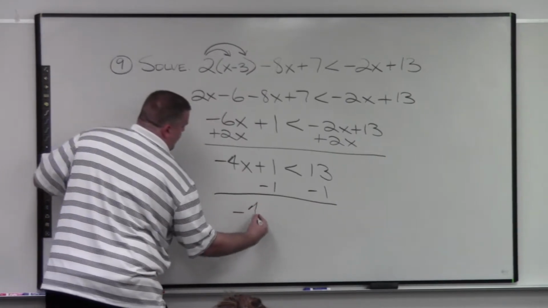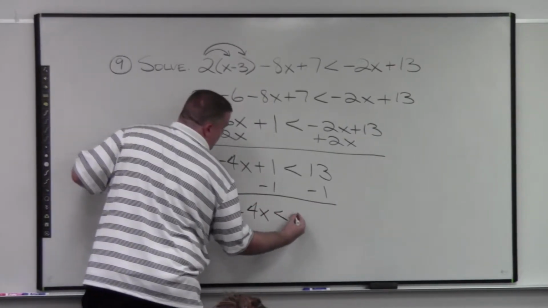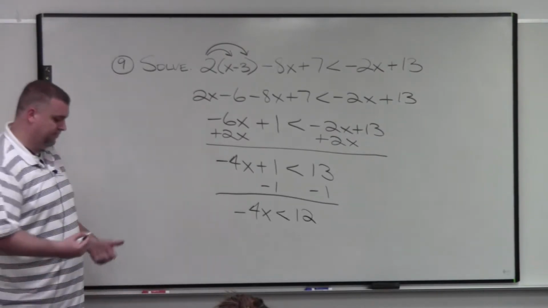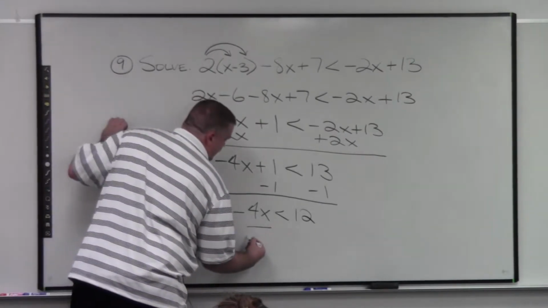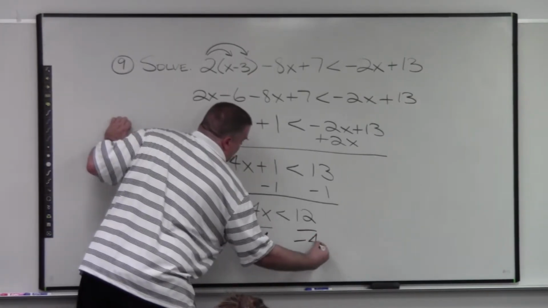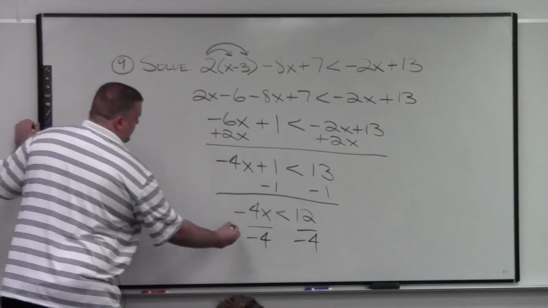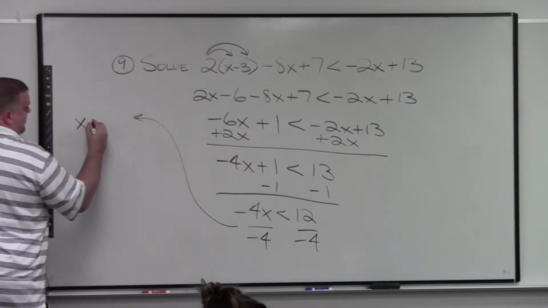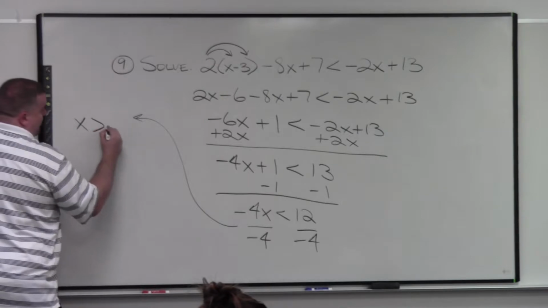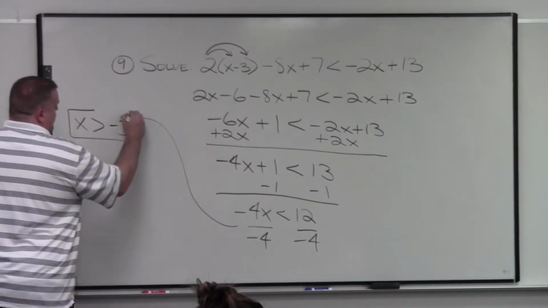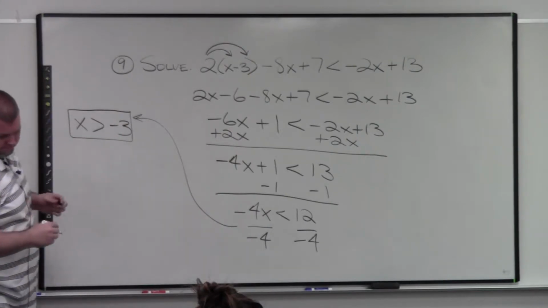So we have a negative 4x less than 12. What would our last step be? Divide by negative 4. Be careful. We are dividing by a negative number. So what happens to the inequality symbol? Yeah, we have to flip that over. So that becomes x is greater than negative 3. That would be our answer. And what answer choice would that be? A.